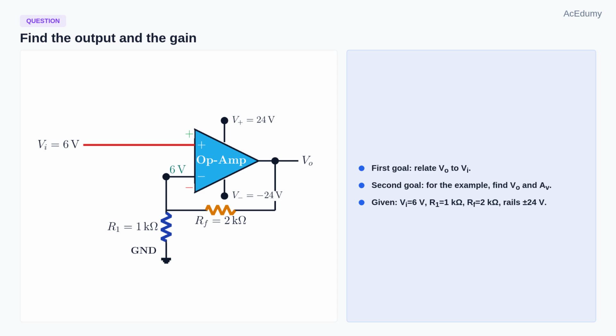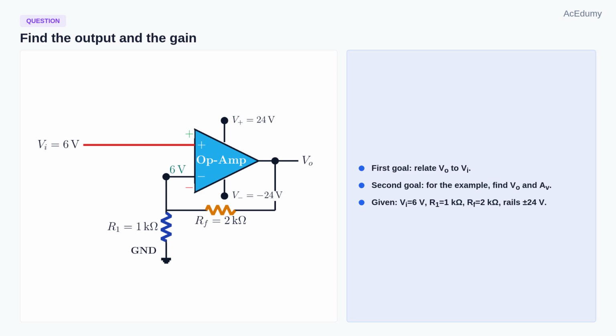Here is the exact question for this lesson. We have a non-inverting op-amp. The input signal Vi goes directly into the plus input. The minus input is not grounded directly. Instead, it sees a feedback divider made from RF and R1.